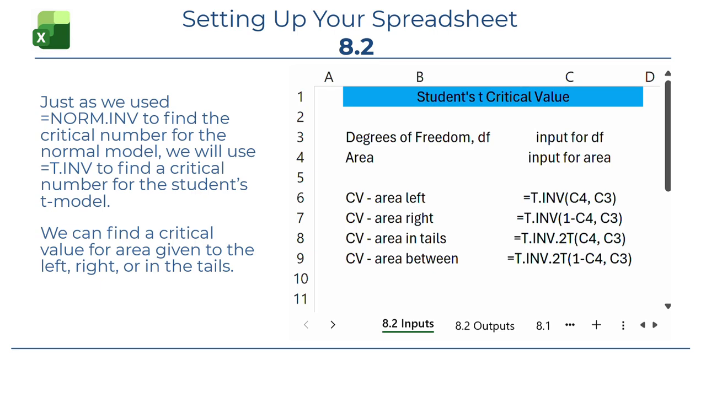So if they give us the input for area, that's just going to be T inverse of area, degrees of freedom. But if we want the area to the right, we're going to take 1 minus the area and then the degrees of freedom. Area in the tails, this one's awesome. We have T inverse 2 tail, so we don't have to worry about which way we subtract. We just 2 tail it. And that's the input for area and the degrees of freedom. And then for the area between, again, we're going to take 1 minus the area to find the area in between.